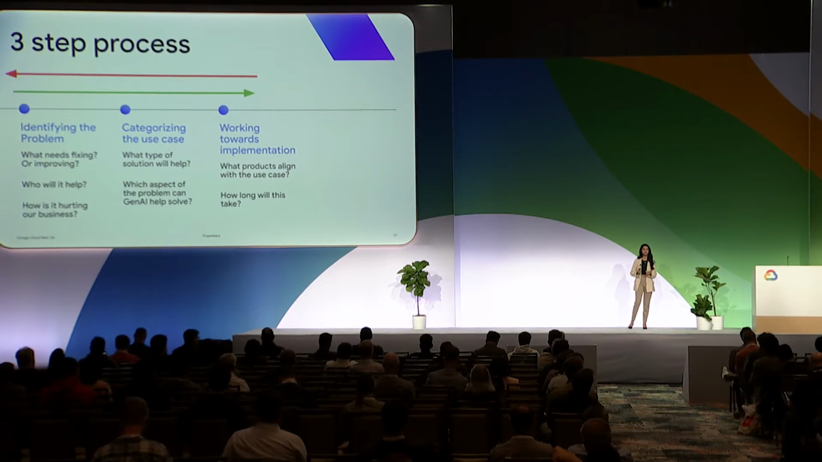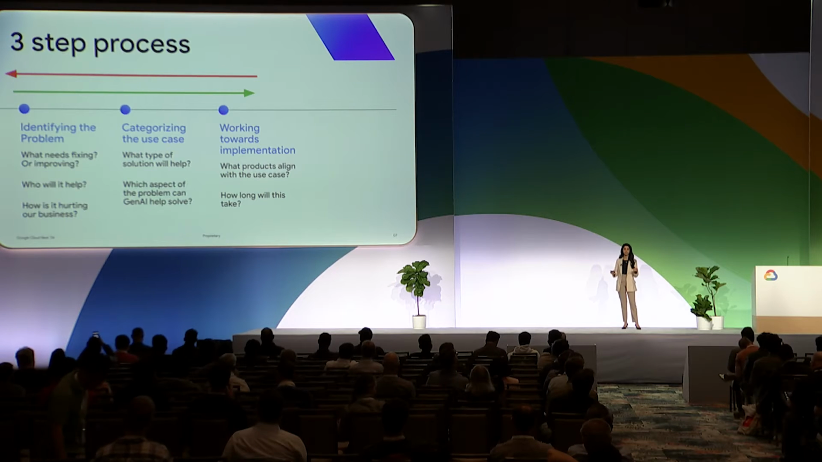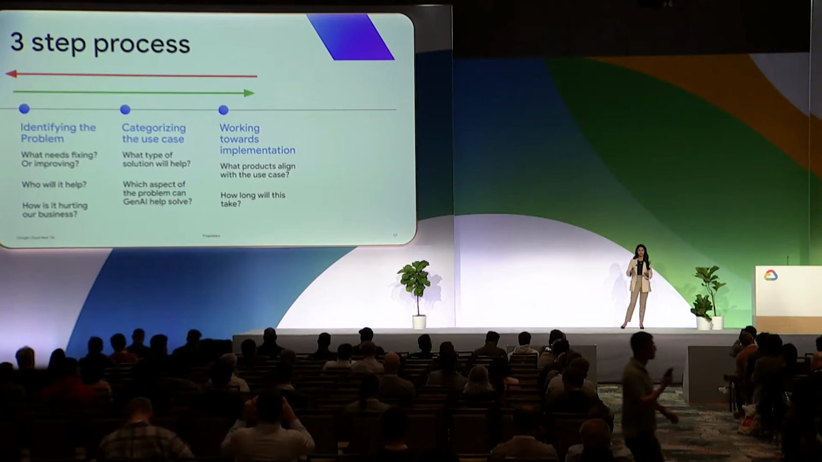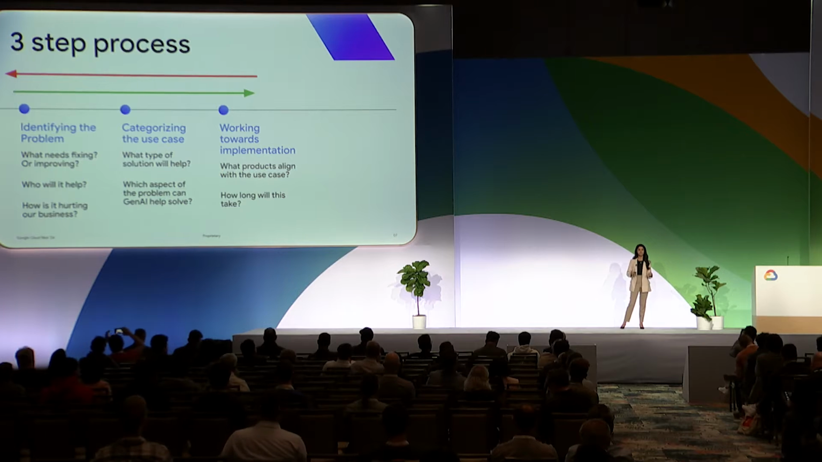And so in this three-step process, when it comes to identifying a problem, it's really about what needs fixing, what needs improving. There's lots of things in your business that Gen AI can help fix. Developer productivity, internal productivity, understanding your data better, understanding large documents better. The list can go on and on. But identifying what is the main problem that you really need to fix that's going to add value to your business. The next step being categorizing that use case, right?